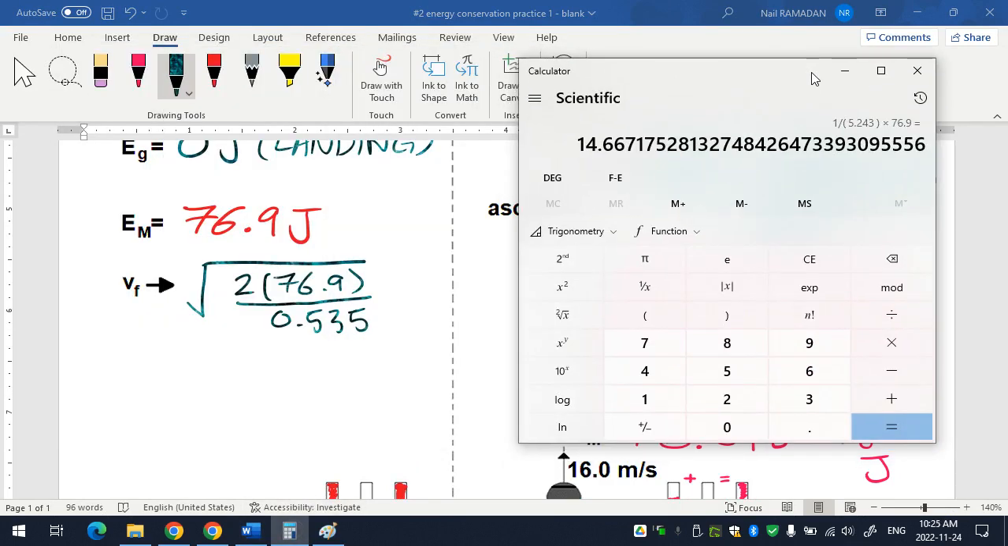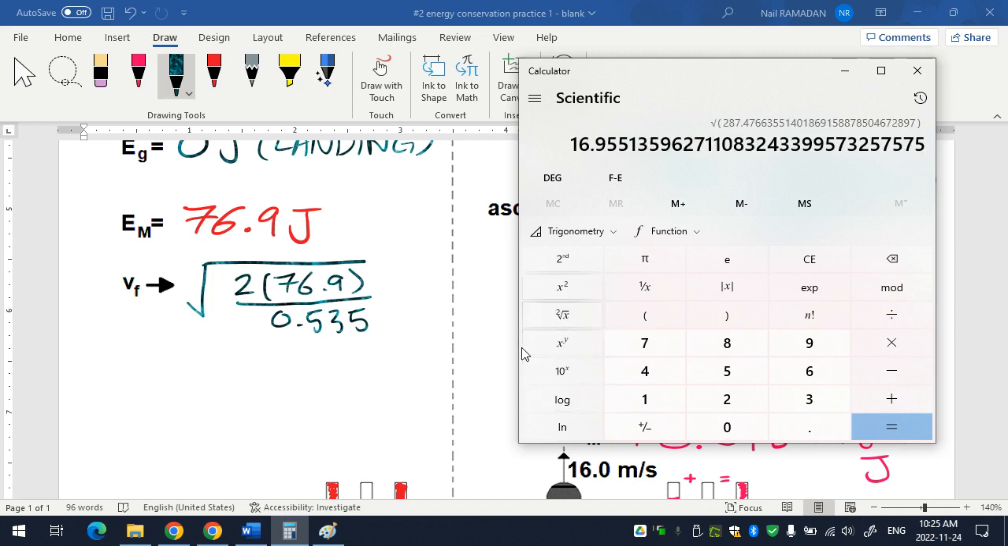Should you do the square root first or clean up the inside? Of course, clean up the inside. Technically, it's a square root of a bracket. So clean up first. So we get 2 times 76.9 divided by 0.535. And then you square root. Again, could it be this fast in meters per second? No way. So it has to be square root.